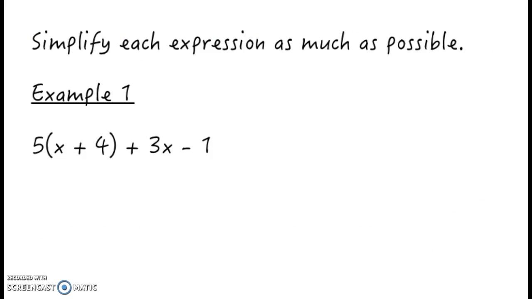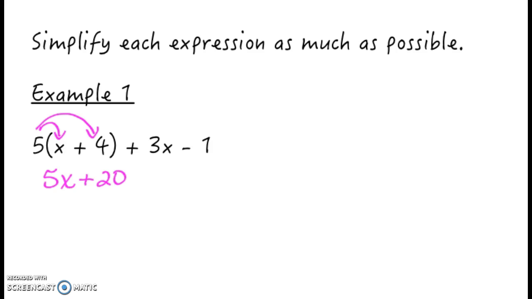So I want you to just simplify each expression as much as possible. So the first thing I want to do is distribute. So I'm going to take this term right outside the parentheses, the 5, and multiply it by everything inside the parentheses. So 5 times x and then 5 times 4. So 5 times x is 5x. 5 times 4 is 20, and it's a positive 4 and a positive 5, so it's a positive 20.